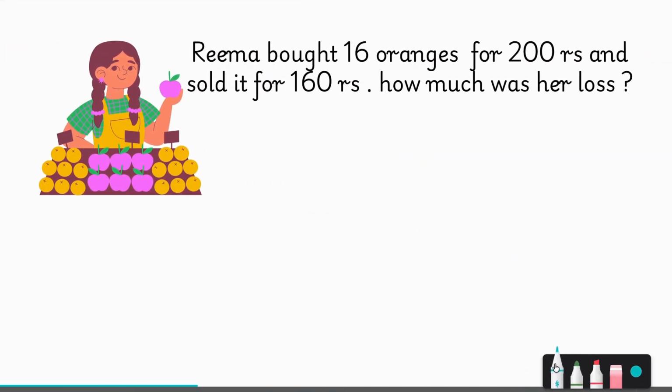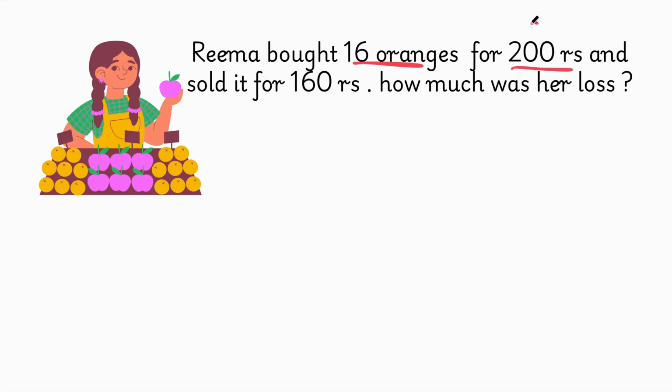Now, in this example, they have given the same girl. Now she bought 16 oranges for rupees 200. That means this is her cost price, and she sold them for rupees 160. That means this is her selling price. Now we have to calculate how much loss she got.